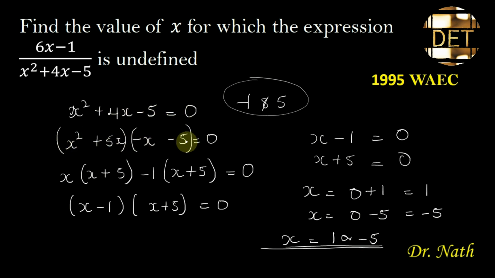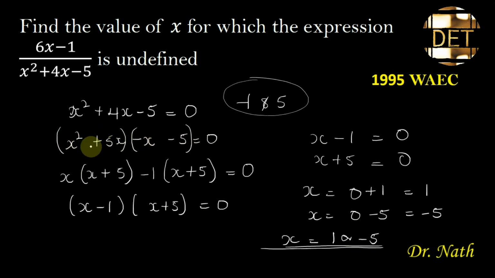So having gotten your expression like this, you can now group them into two. You group the two at this side, you group the two at this side. So if you group them, this is what we're going to have. So after grouping them, we can now factorize again.